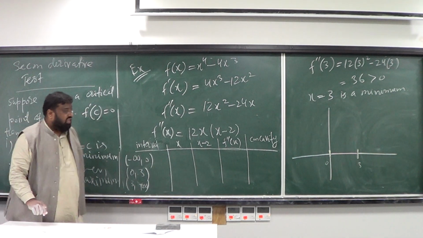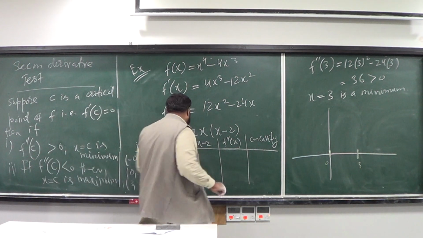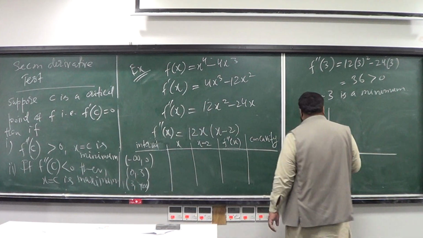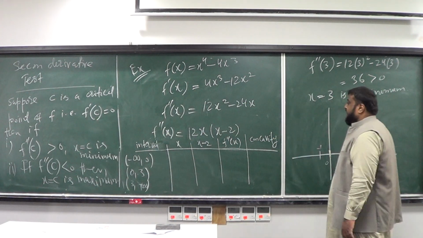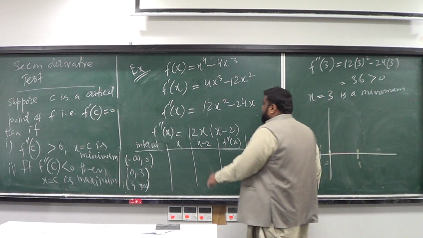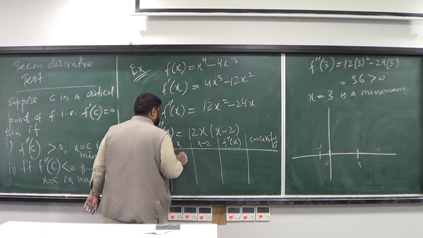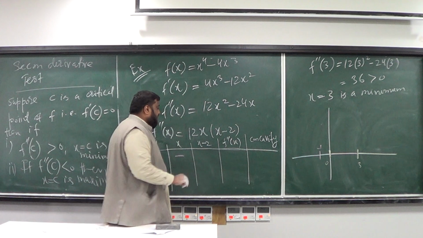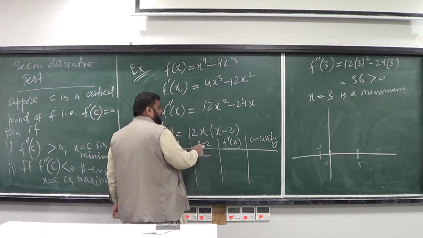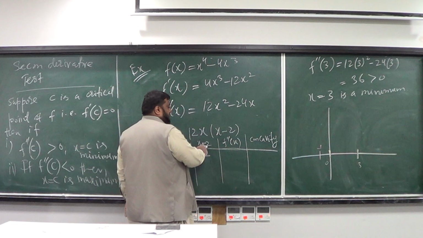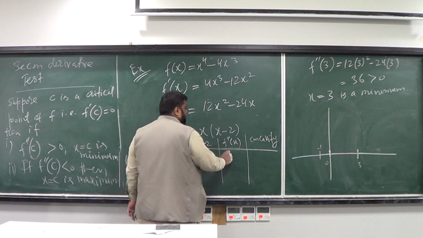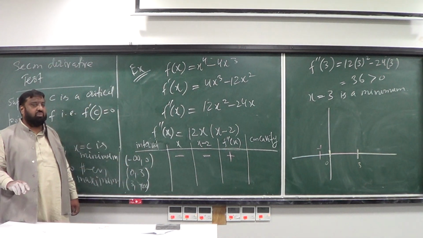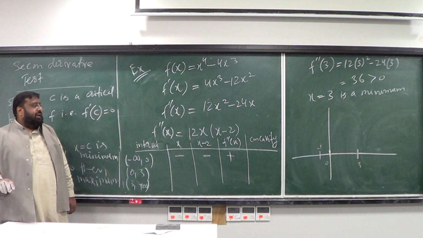Now, if you choose a point from this interval, you can choose many points. For example, let's choose minus 1. If I substitute minus 1 into x, I'm going to get a negative number. If I substitute minus 1 here, I'm going to get again a negative number. Minus 1 minus 2 is minus 3. And then the product of these two should be positive.